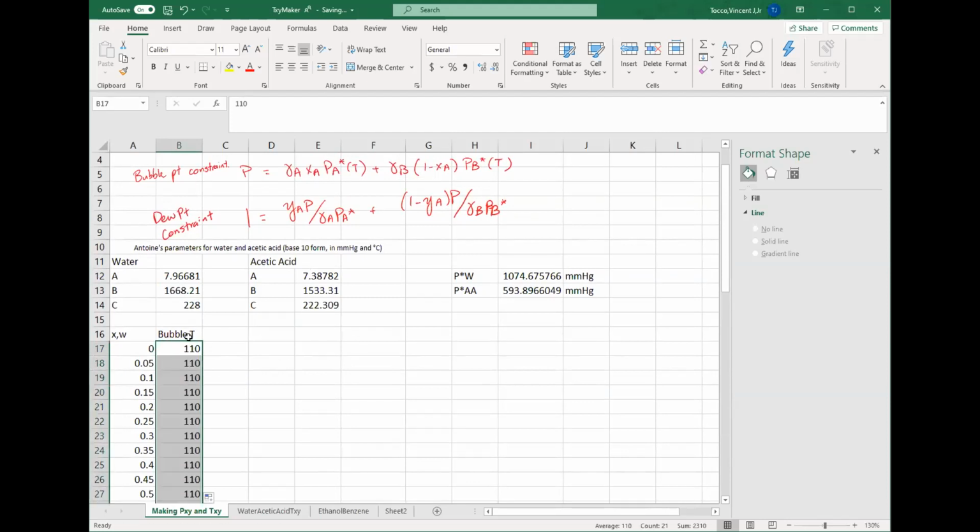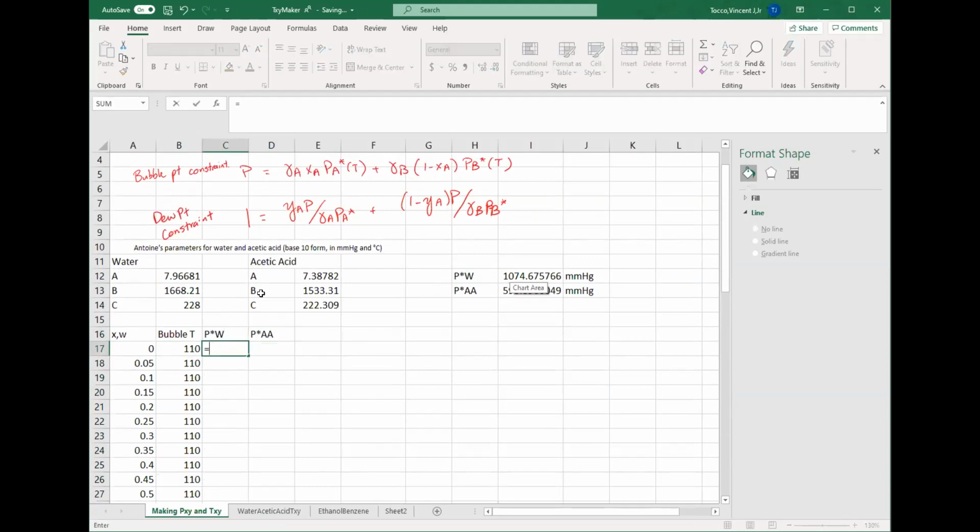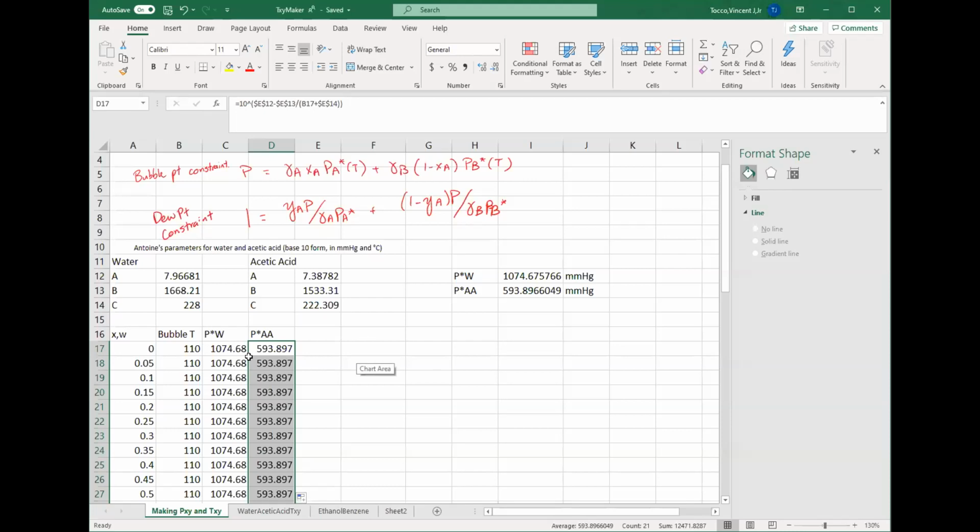Now, because my temperature is going to change as I change my composition, my vapor pressure is also going to change. So now, instead of just calculating a static value, I need a column for the vapor pressures of my two components. So P star for water is going to be 10 to the power of A. I skipped ahead a bit just to shorten the video. I've already shown this calculation. The only difference you have to be aware of: instead of 110, I've put the cell reference to the temperature.